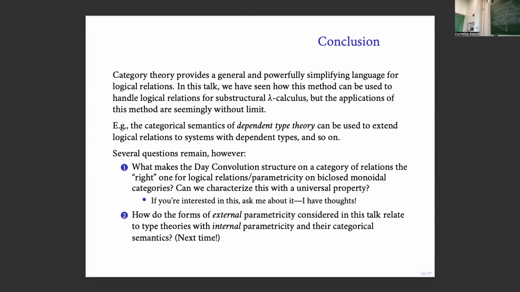And then another question is, how do the forms of external parametricity, so everything we've talked about so far is external parametricity, because we're proving these parametricity results externally to the theories that we're looking at. But you can have type theories that have internal parametricity, where you can actually prove internally that, for instance, all functions of type for all X, X to X have to be the identity function. And how does this external parametricity relate to type theories with internal parametricity and their categorical semantics?